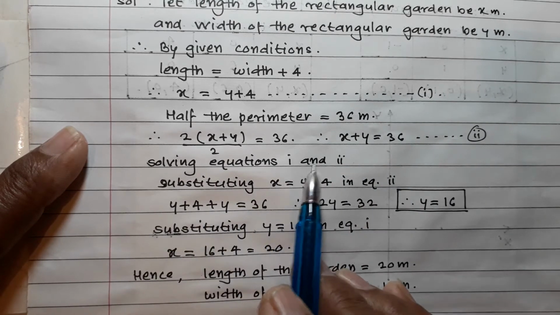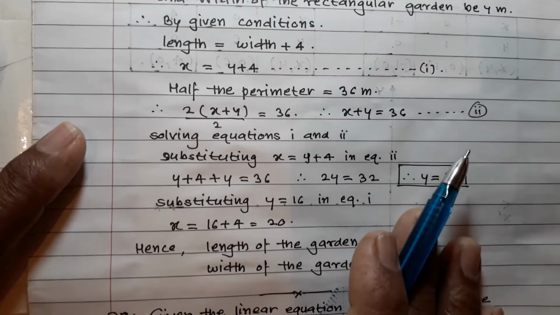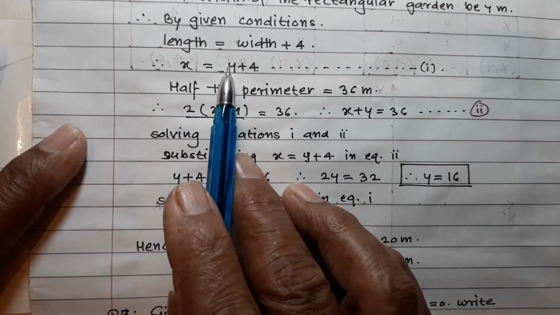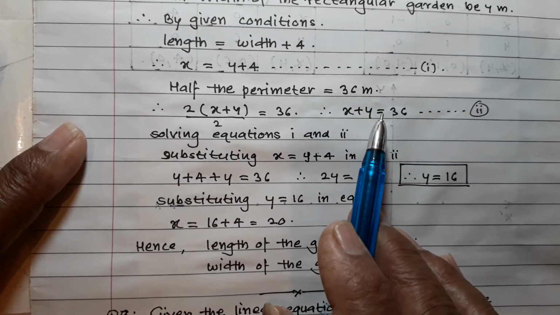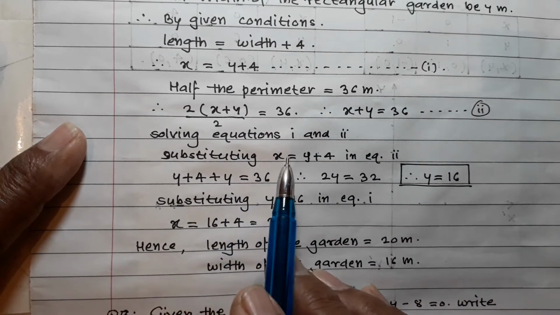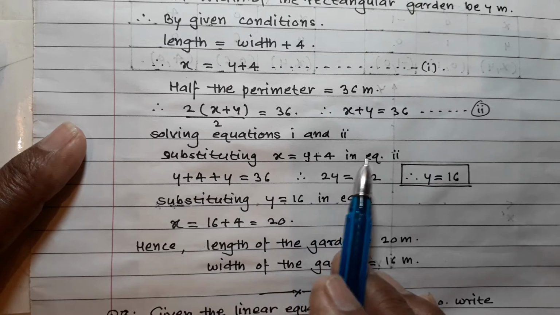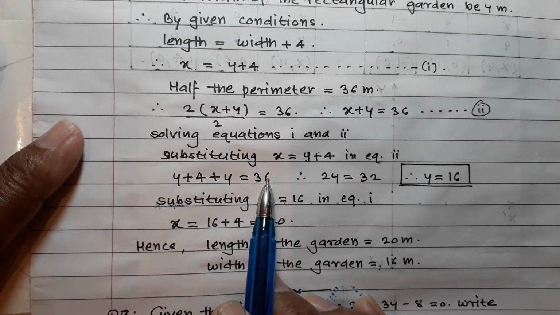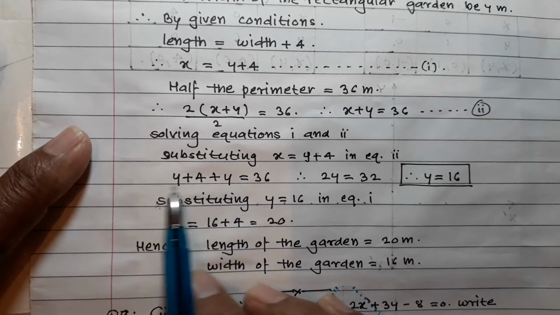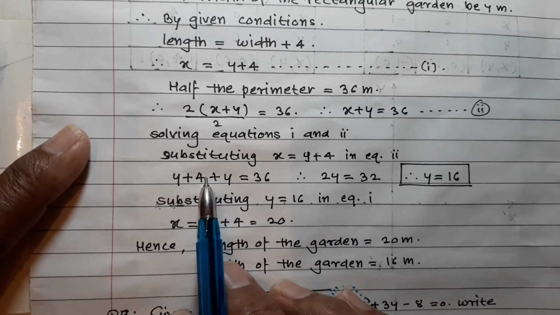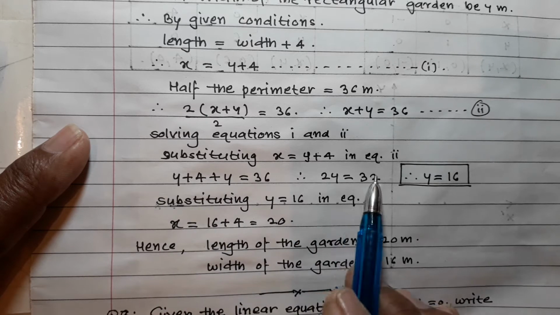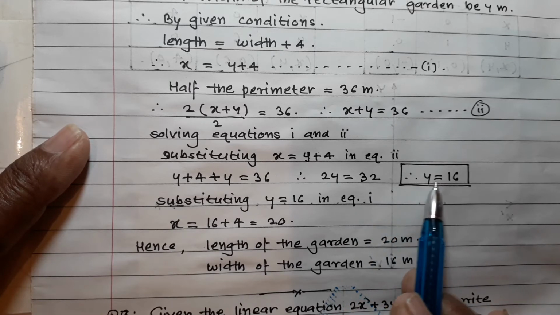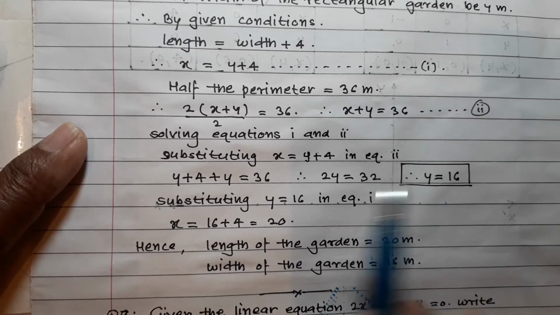Solving equation number 1 and 2. Now in this case you substitute x is equal to y plus 4 in this equation. So substituting x is equal to y plus 4 in equation 2, y plus 4 plus y is equal to 36 and therefore 2y is equal to, this you transfer, 36 minus 4 is equal to 32 and therefore y is equal to 16.